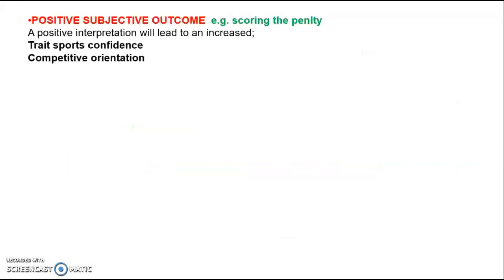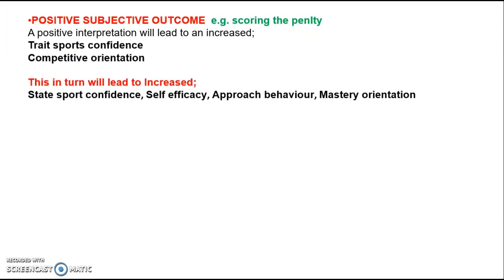So first up, positive subjective outcome. Give an example, e.g. you scored that penalty. That then will lead to an increase in trait sports confidence, competitive orientation. Now that then, remember, because that's where the arrows go on the model, will lead to an increase in state sports confidence, self-efficacy, approach behaviour, and mastery orientation. So that is a good way of looking at it, to think that the generic confidence that is raised in the competitiveness then goes down to the specifics.